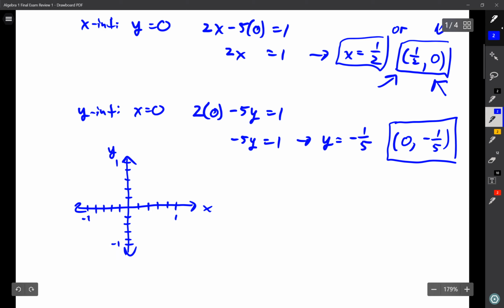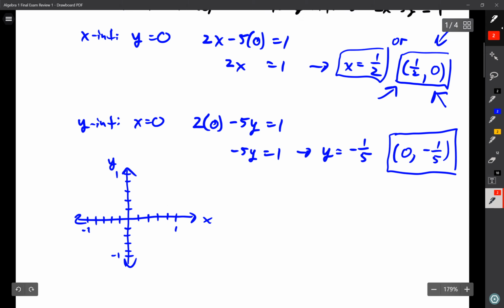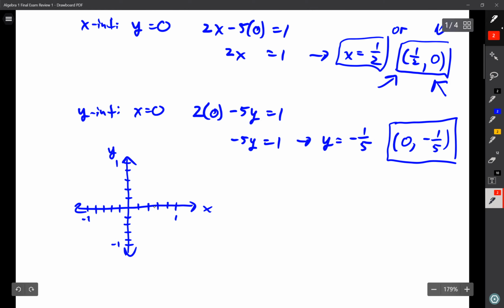So what some students want to do is when they just get, oh, x equals 1/2, y equals negative 1/5, they go to 1/2, negative 1/5, and they put a dot there. But that dot is not on the axis. That is not an intercept. An intercept is going to be a dot on the axis. If it's an x-intercept, it's a dot on the x-axis.